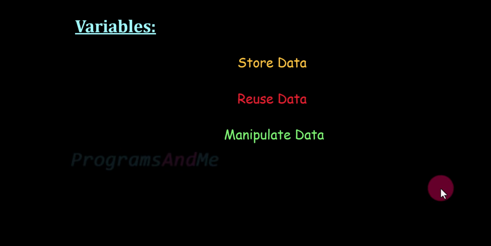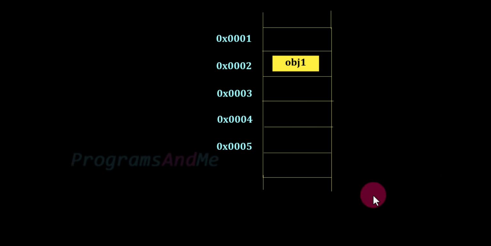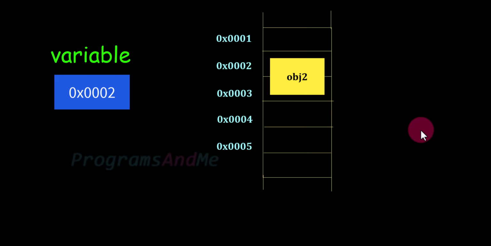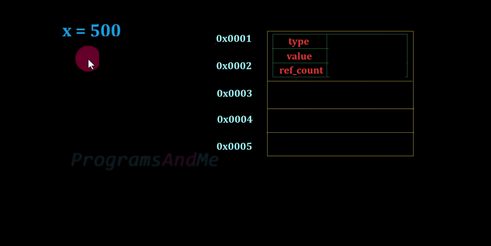So when we create a variable, Python will create a Python object, and this object contains three fields: type, value and reference count. If I take this as the computer memory, when we create a variable, a Python object is created in the computer memory at some address, and if that object takes only one block of memory, then our variable stores the address of that object. If data needs more than one block of memory, then our variable points to the starting address of that object. For example, x equal to 500.